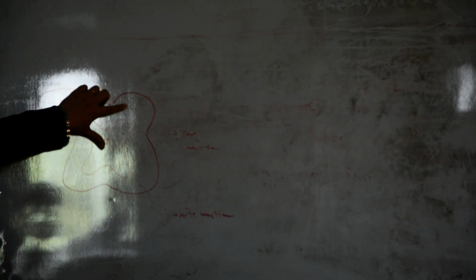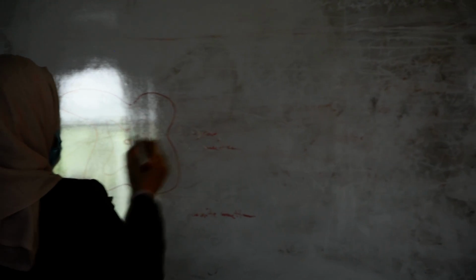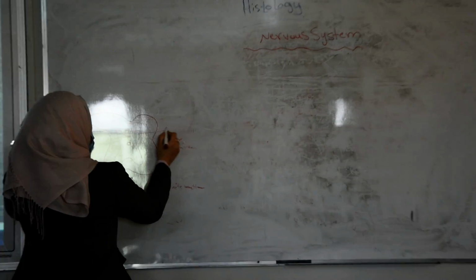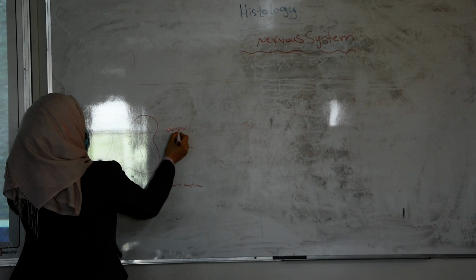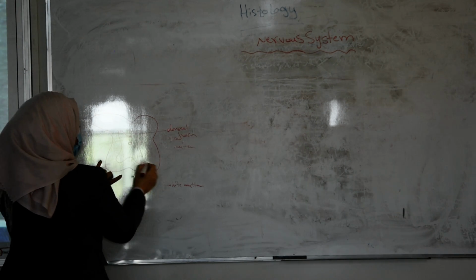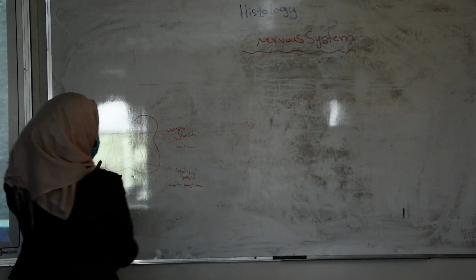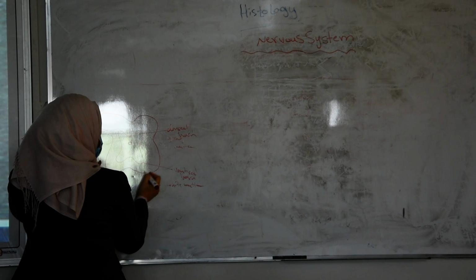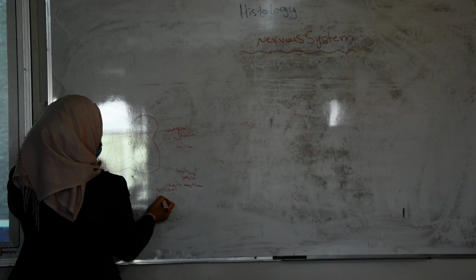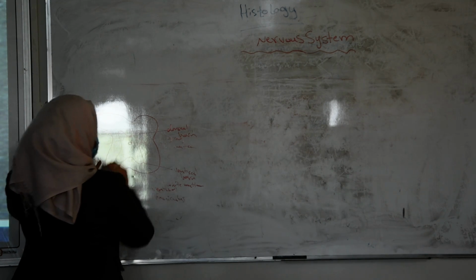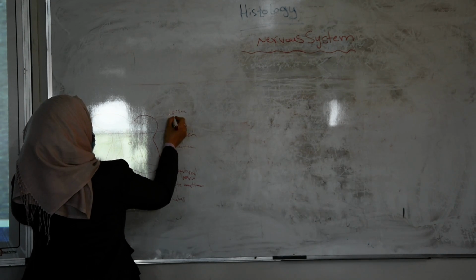Okay, there is an upper and a lower part, and the gray matter forms horns. This is called the dorsal horn, and this is the ventral horn. In the white matter, this is called the ventral funiculus, and at the upper part, it's called the dorsal funiculus.